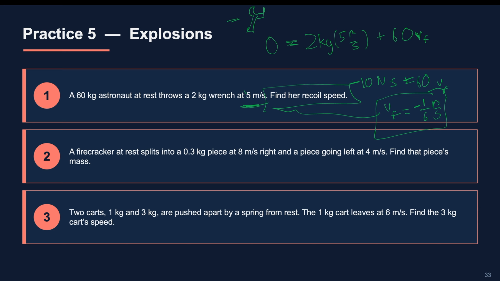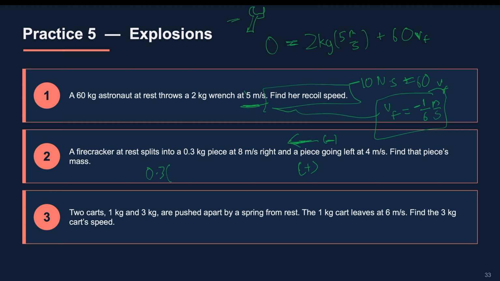A firecracker at rest splits into a 0.3 kg piece going right at 8 meters per second, and a piece going left at 4 meters per second. Find that piece's mass. If one piece is going leftward, that's negative, right? And if one piece is going rightward, that's positive. So we're going to construct the equation accordingly.